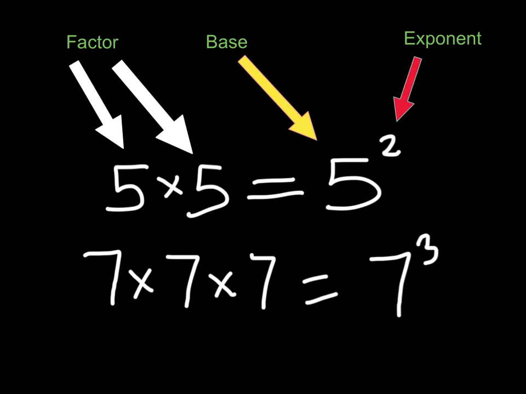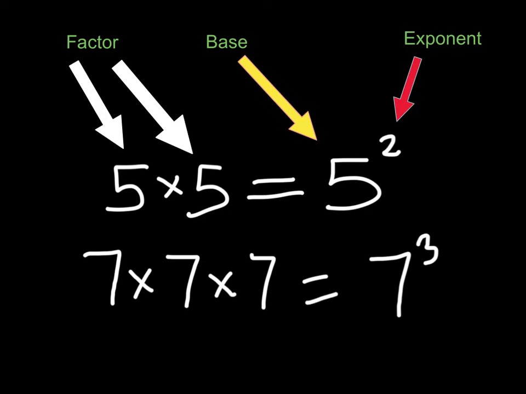On this one down below, here are our factors. We see 7 times 7 times 7, and that's the same as 7 with an exponent of 3. The way we say this one is 7 cubed. So if it's two numbers that we're multiplying by each other, it's squared. If it's three numbers we're multiplying by itself, it's cubed. So 7 cubed would be 7 times 7 times 7.